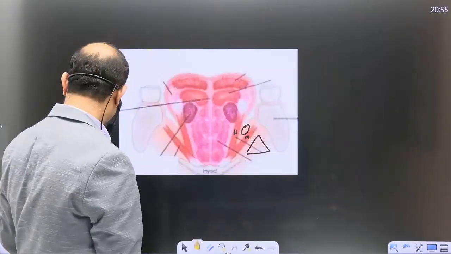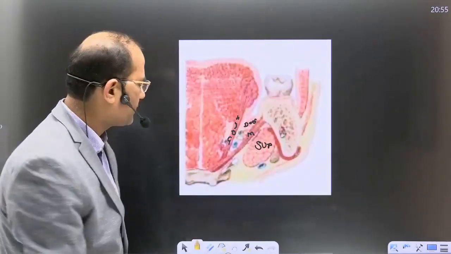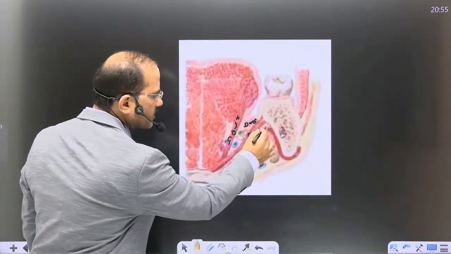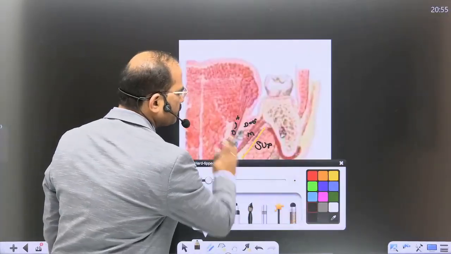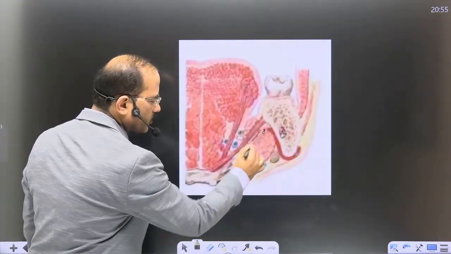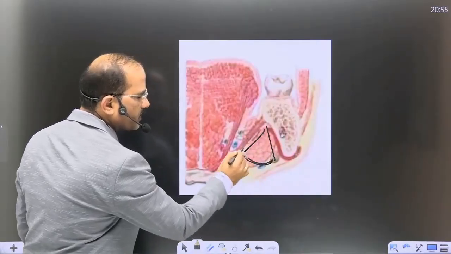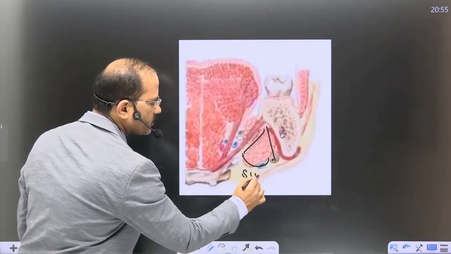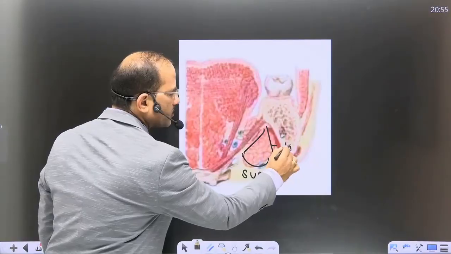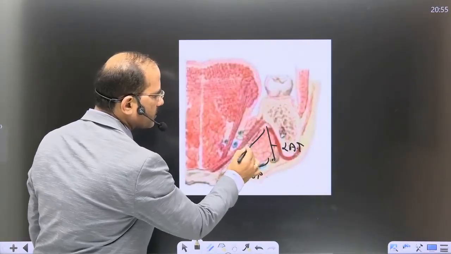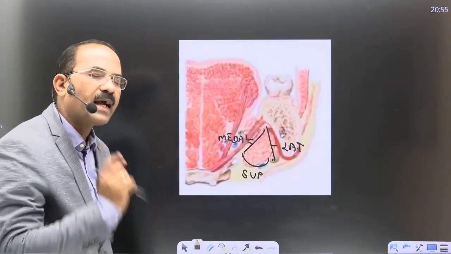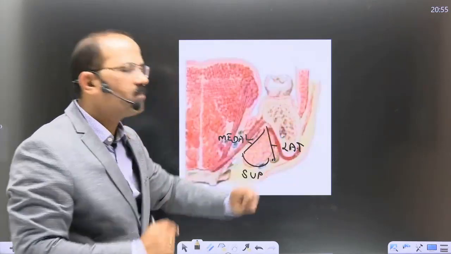Understand the superficial part of the submandibular gland. It will have three surfaces. It's a triangular structure. Look at this. So it has got three surfaces like this. That's the superficial surface. That's the lateral surface. And this is the medial surface. So the lateral surface would be related to the mandible.